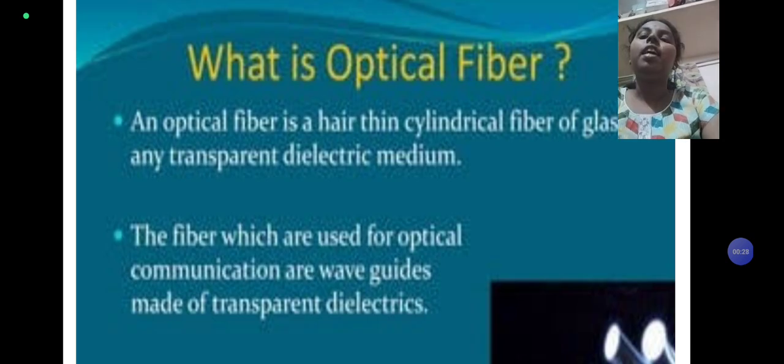Optical fiber is a thin cylindrical fiber of glass, or any transparent dielectric medium. Means it is a thin cylindrical fiber of glass. It can be made up of any transparent dielectric medium, and the fibers which are used for optical communication are waveguides. These can be made up of any transparent dielectrics.